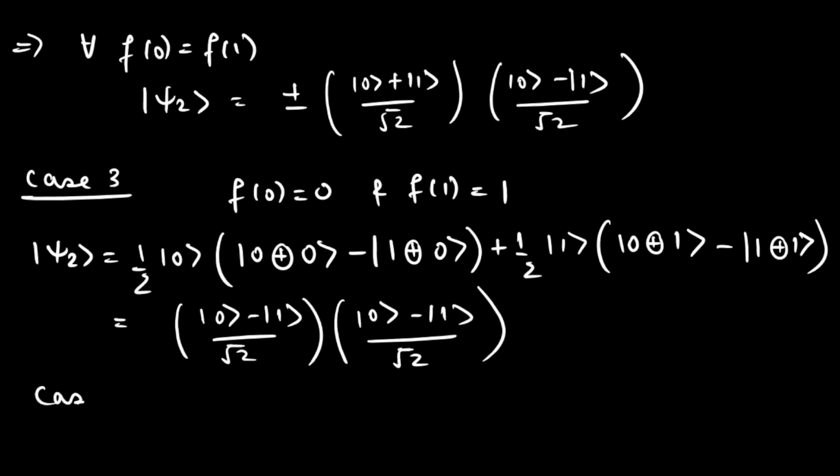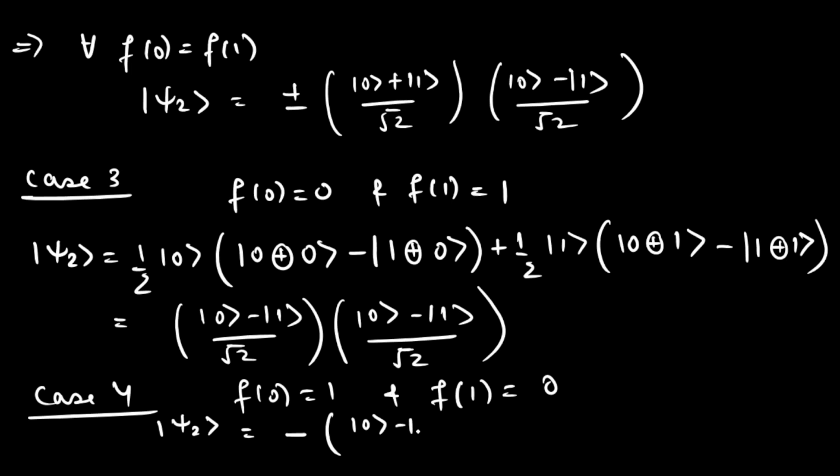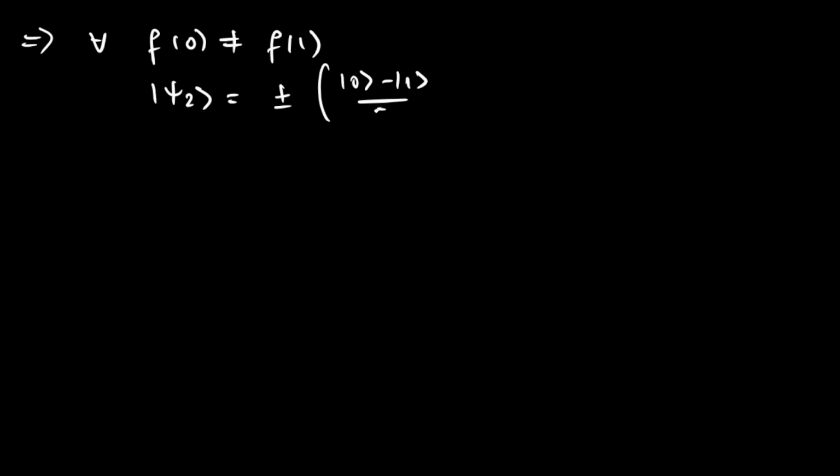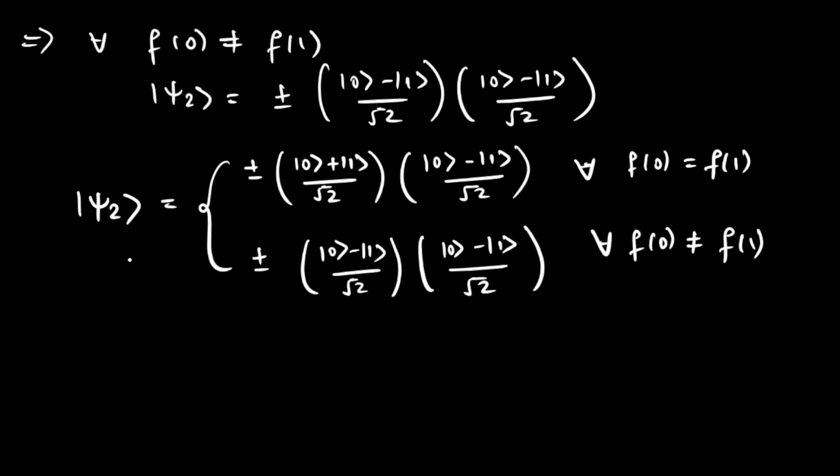And for the case 4, that is f(0) equal to 1 and f(1) equal to 0, psi2 will be negative of (|0> minus |1>)/root 2 and (|0> minus |1>)/root 2. You can pause the video and check it by yourself, which implies for all f(0) not equal to f(1), psi2 will be equal to plus or minus (|0> minus |1>)/root 2 into (|0> minus |1>)/root 2. So to summarize the result for psi2, we have this result when f(0) is equal to f(1) and this result when f(0) is not equal to f(1).